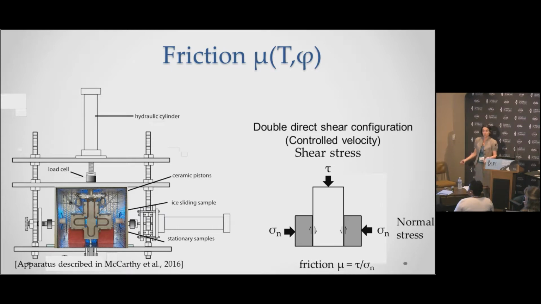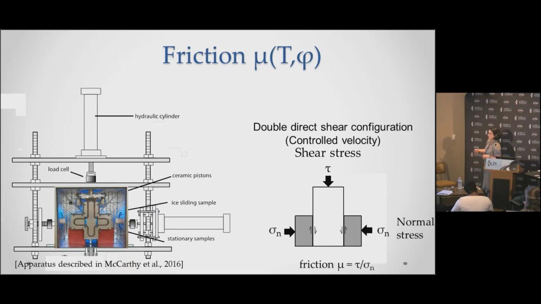So now moving on to a different mechanical property, moving on to friction. This is something I've been doing for the last 6 years at Lamont. We built this new apparatus to measure ice friction. And so it's a biax, 2 axes of deformation. And we're doing the classic double direct shear configuration, where we've got a central piece of ice that's going to slide between 2 stationary blocks.